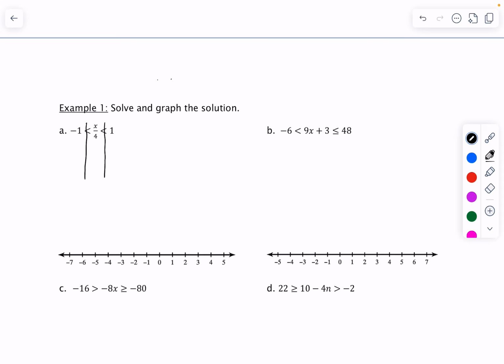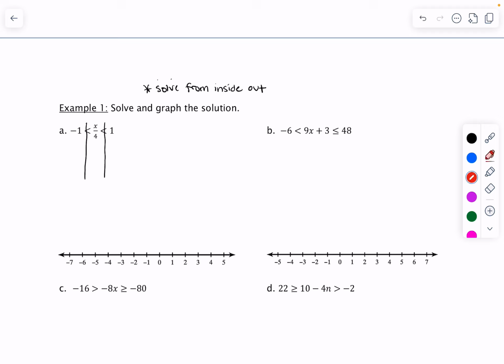In fact, let me rewrite that. So we're going to solve from the inside out. What that means is you're going to look at where the variable is, which is in the middle, and you're going to undo what's happening in the middle.